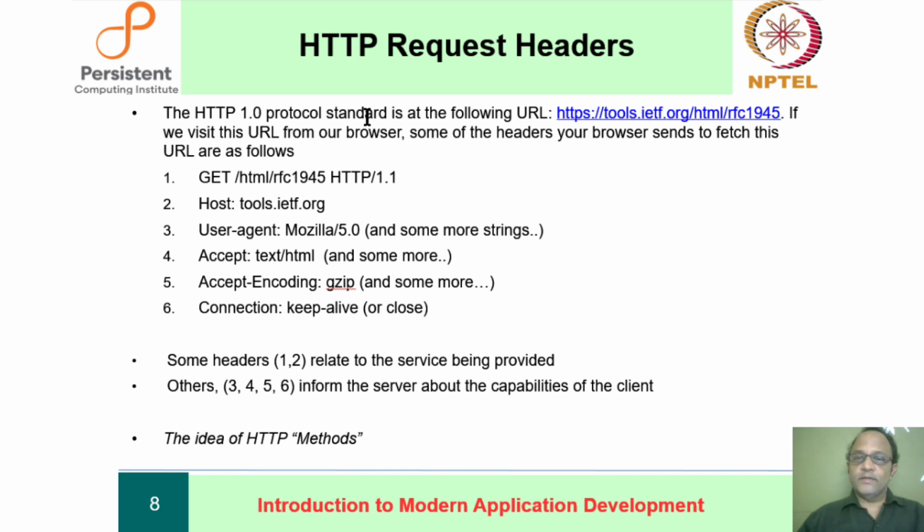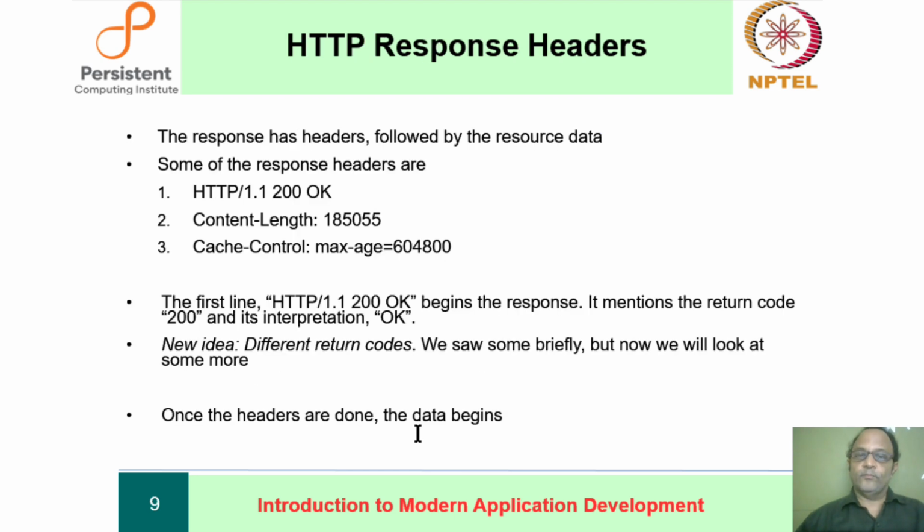Finally, last time we had this other idea, which is the notion that there are such things as headers which help organize the protocol data. These headers, 1 and 2 in particular, relate to the service that is being provided, while the rest of the headers about user agent and what kinds of data the user agent accepts, etc., relates to the capability of the client. The new idea here is to call out this particular part as what is called an HTTP method.